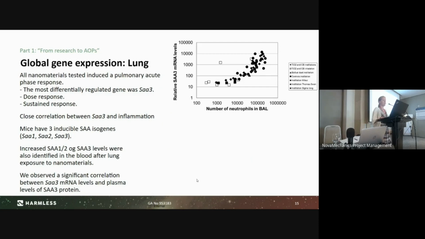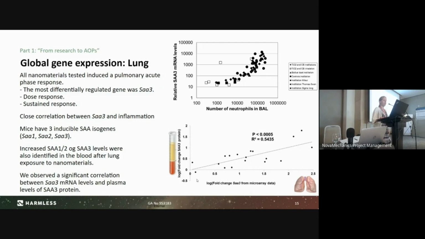So mice have three inducible SAA isogenes, SAA1, SAA2, and SAA3. We also identified plasma protein levels in the blood of SAA1, 2, and 3 after exposure in the lung to nanomaterials. And we also observed a significant correlation between SAA3 RNA levels and plasma levels in the blood. So the higher the expression level in the lung, the higher the level of protein in the blood. Yeah, so this was very interesting.